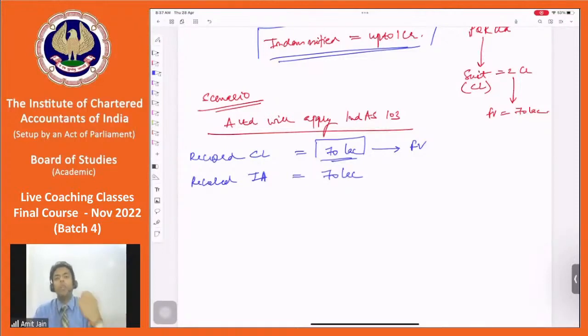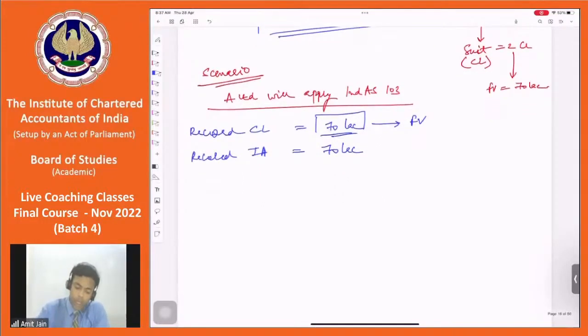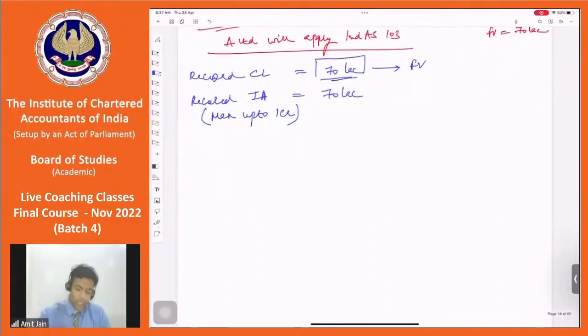One side I am saying I have to give a liability of 70 lakh and I record an asset of 1 crore. Not possible, right? Maximum up to 1 crore, right? But in the second scenario, read the second scenario as well.